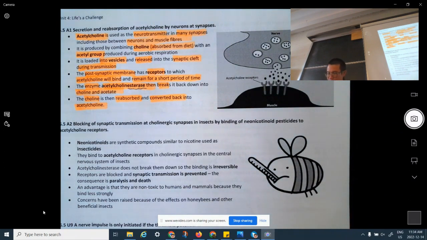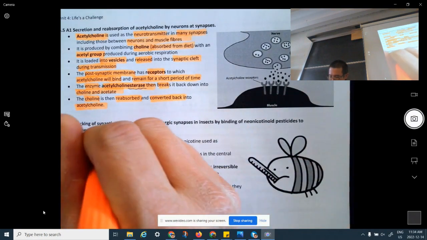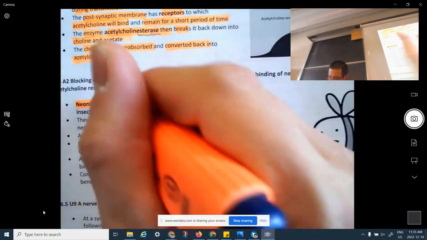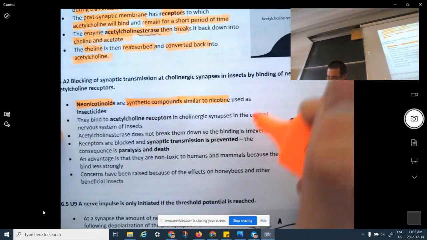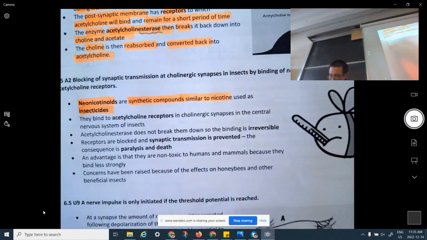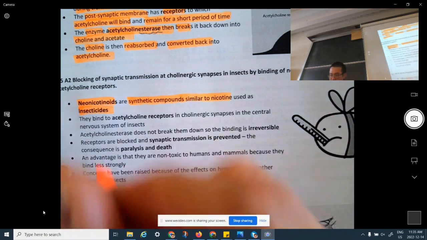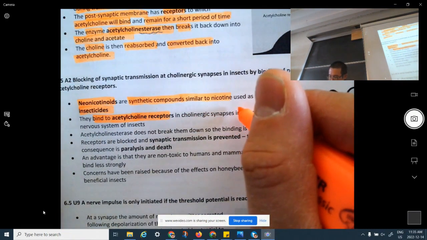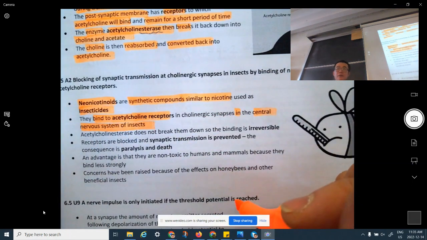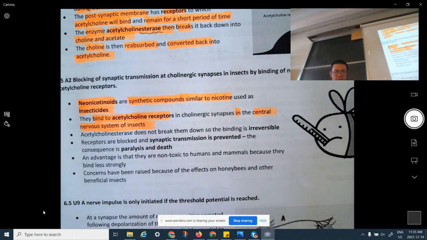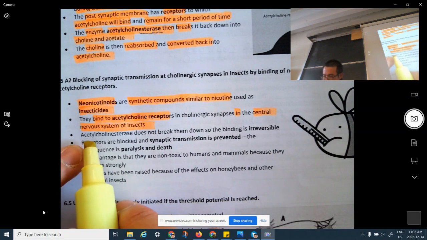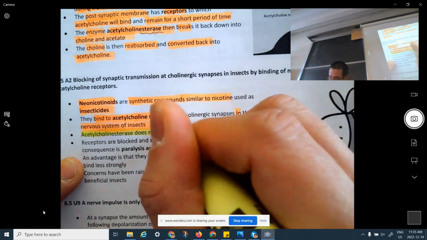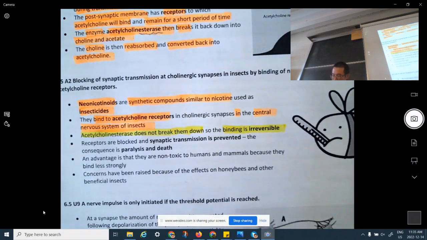Now, how can one of these things get messed up? These newer kinds of insecticides called neonicotinoids are synthetic compounds very similar to nicotine. They are used as insecticides. What they do is bind to the receptor site in the central nervous system of insects. In this case, acetylcholine esterase can't break them down. Can't break them down. So the binding is irreversible.